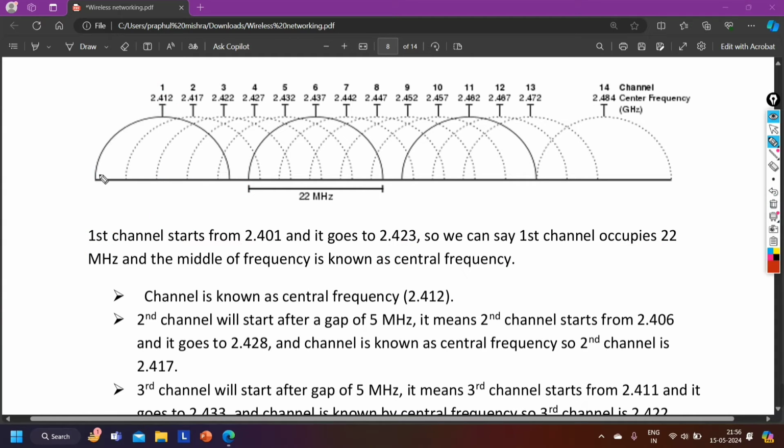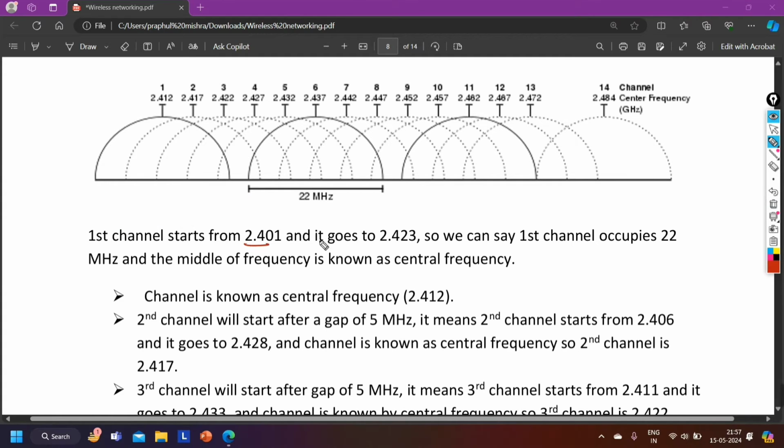Okay, so again I am telling guys, first channel will start from 2.401 and it will go to 2.423, right? So there is gap of 22 megahertz, and central frequency is known as channel. Then tell me what is central frequency? 2.412. So this frequency is known as what? Central frequency.